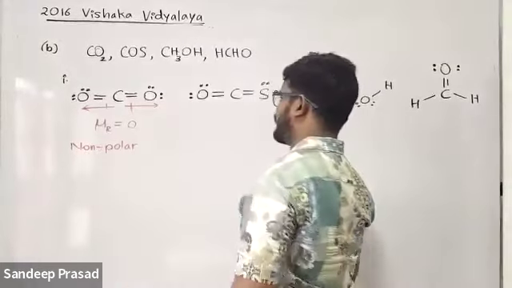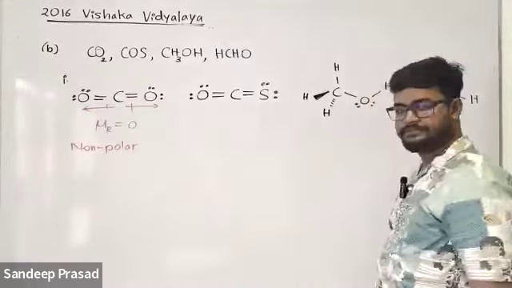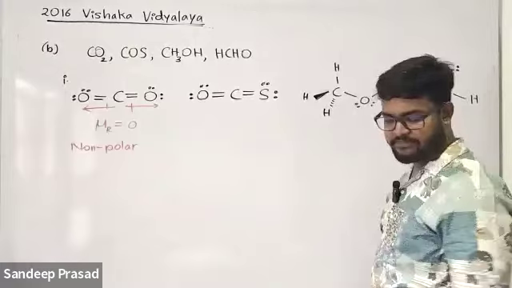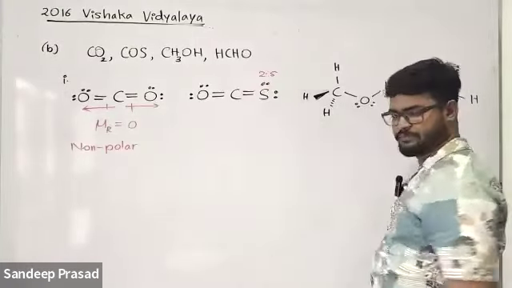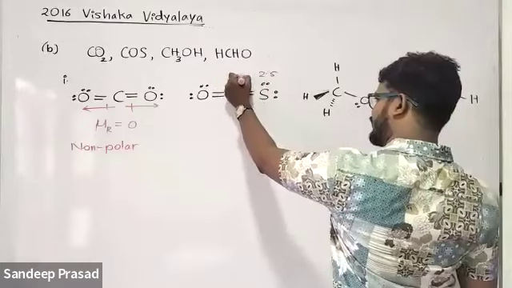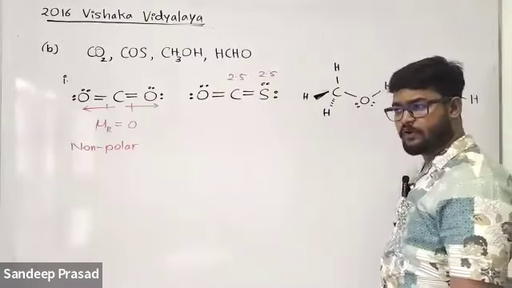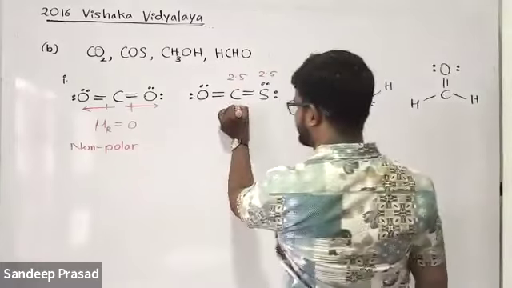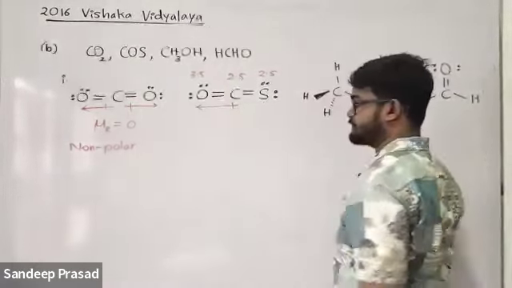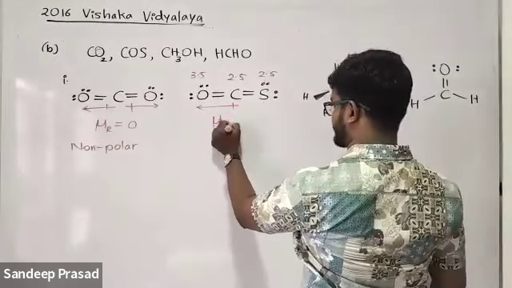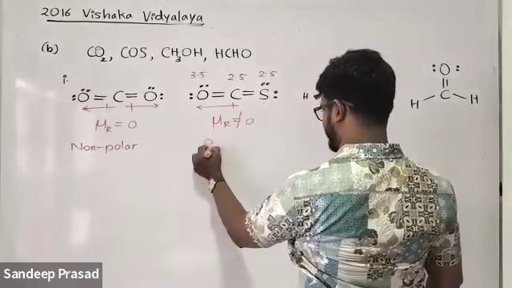Right? What about carbonyl sulfide? Remember, students, in carbonyl sulfide, sulfur has an electronegativity value of 2.5. Carbon is also around 2.5 according to the Linus Pauling scale, right? Oxygen is pulling electrons toward itself because oxygen is 3.5. Therefore, the resultant dipole moment is not equal to 0. The molecule is polar.